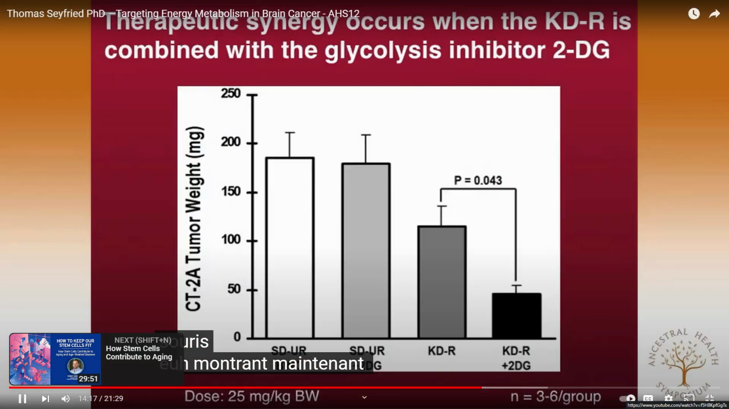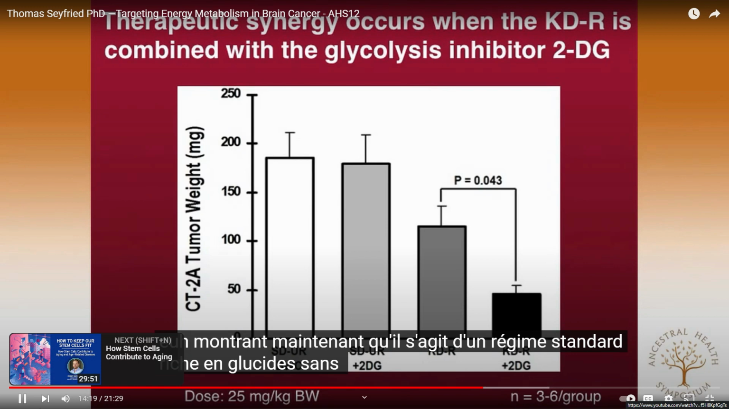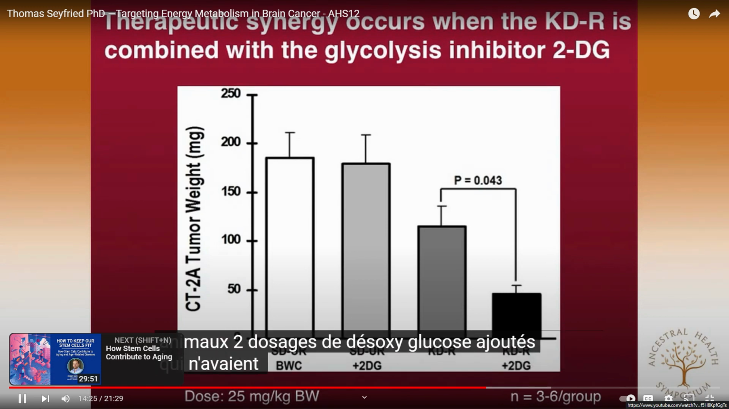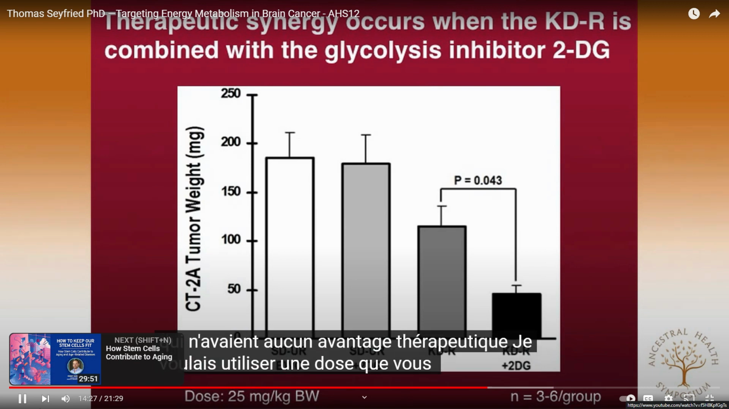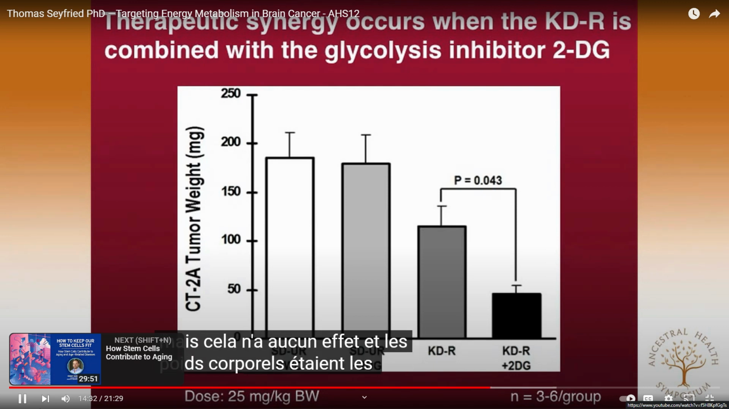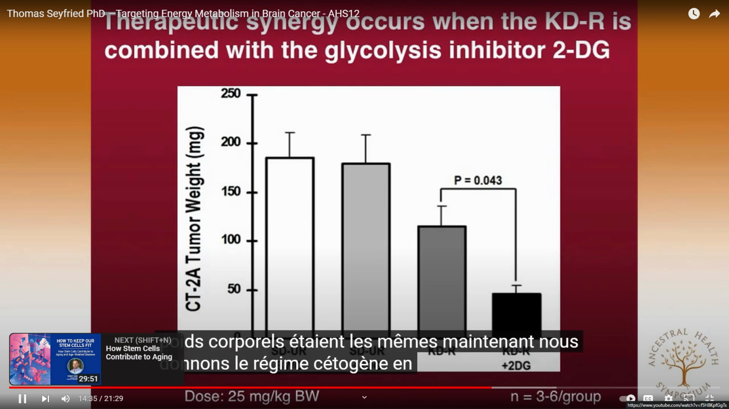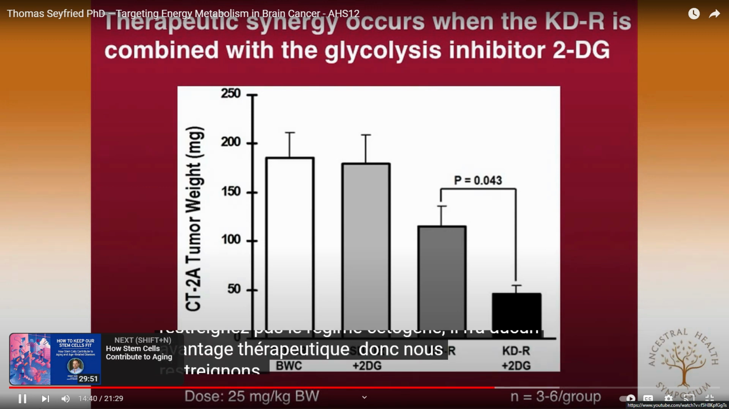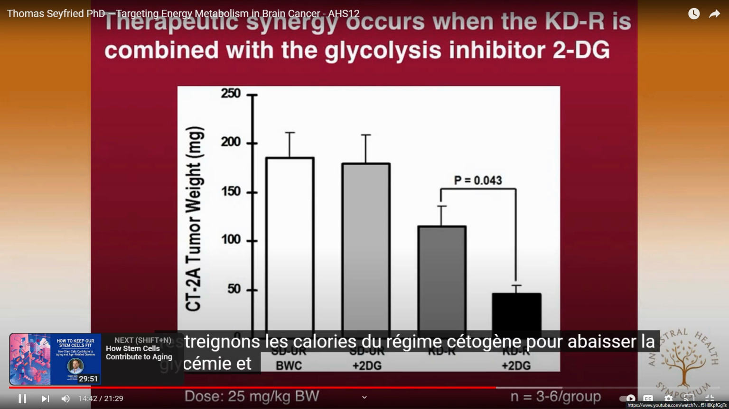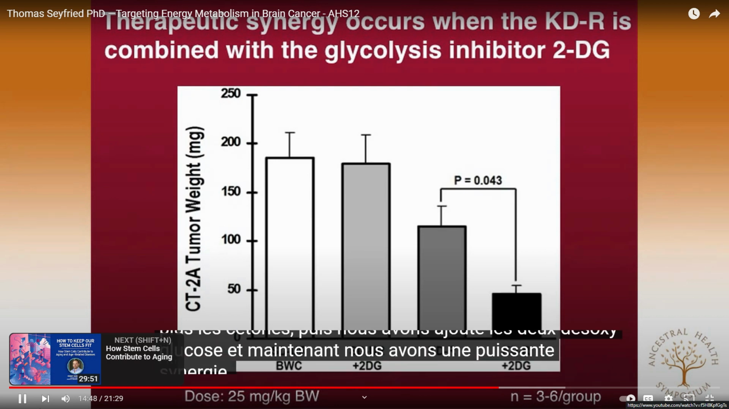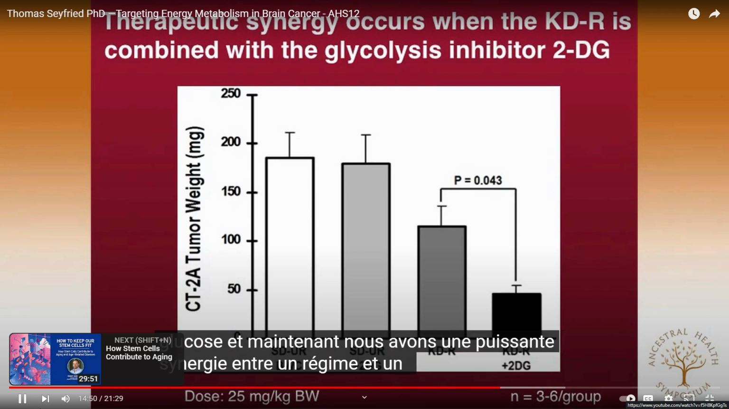So we've done a preliminary study in mice. This is a standard, high carb diet, unrestricted, as a body weight control. Then we gave the animals 2-deoxyglucose at a dosage that had no therapeutic benefit. I wanted to use a dose where you could say, they've got 2-deoxyglucose, but it's not having any effect. And the body weights were the same. Now, we give the ketogenic diet in restricted amounts because we've shown that if you don't restrict the ketogenic diet, it has no therapeutic benefit. So we calorie restrict the ketogenic diet to lower blood sugars and elevate ketones even further. And then we added the 2-deoxyglucose. And now we got powerful synergy between a diet and the drug.